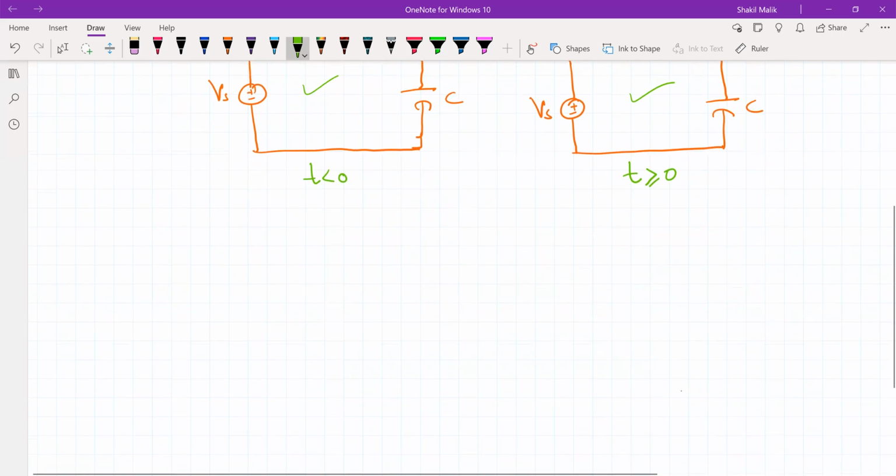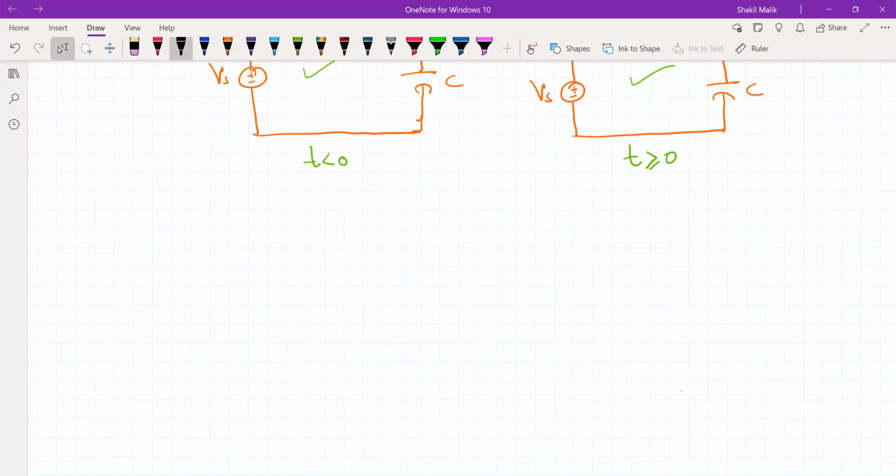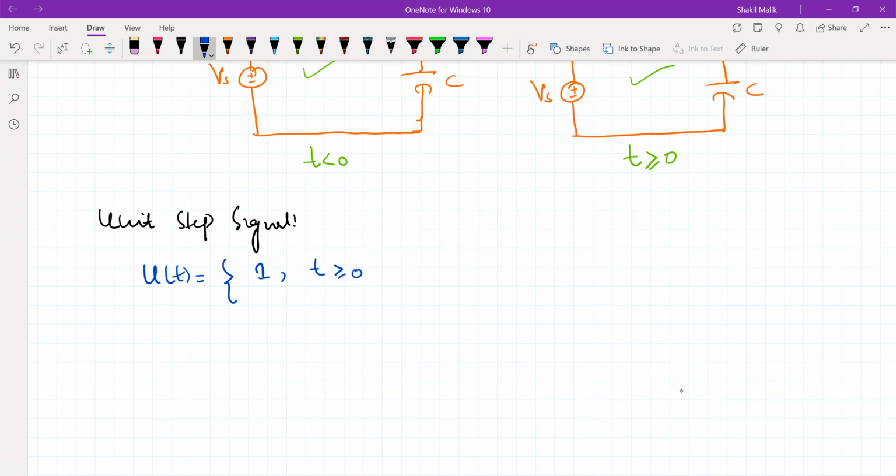And that we can do by using the unit step signal. We know the definition of the unit step signal, which is denoted by u(t). It is equal to 1 when t is greater than or equal to 0, and for t less than 0, the signal is 0. So this is the mathematical definition of the unit step signal, and we can also plot this signal. Graphically, the signal looks like this.